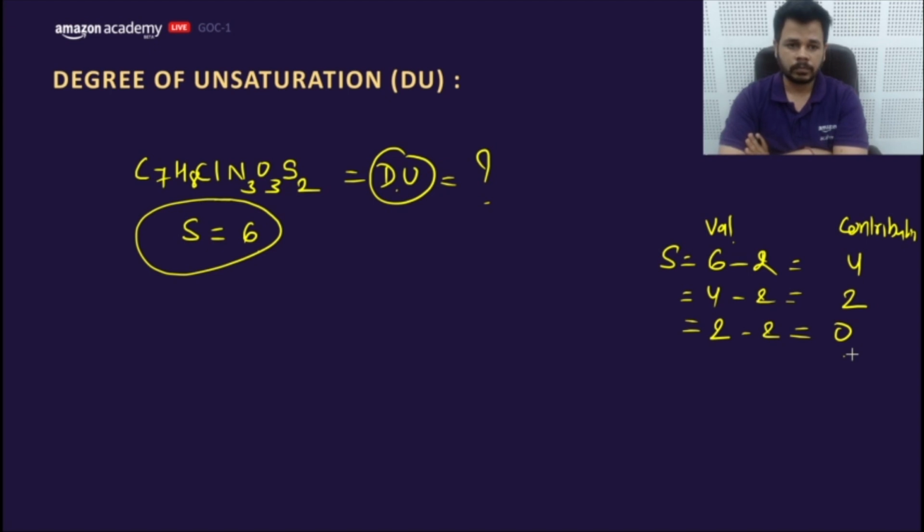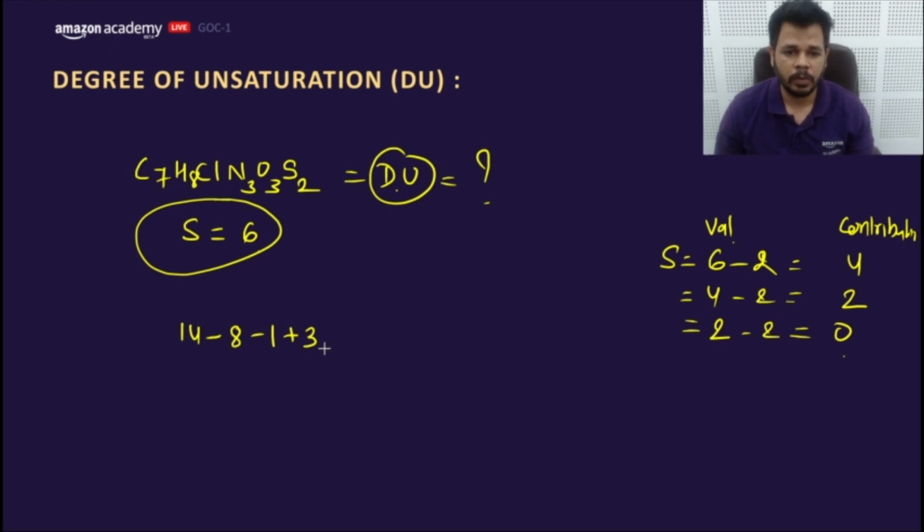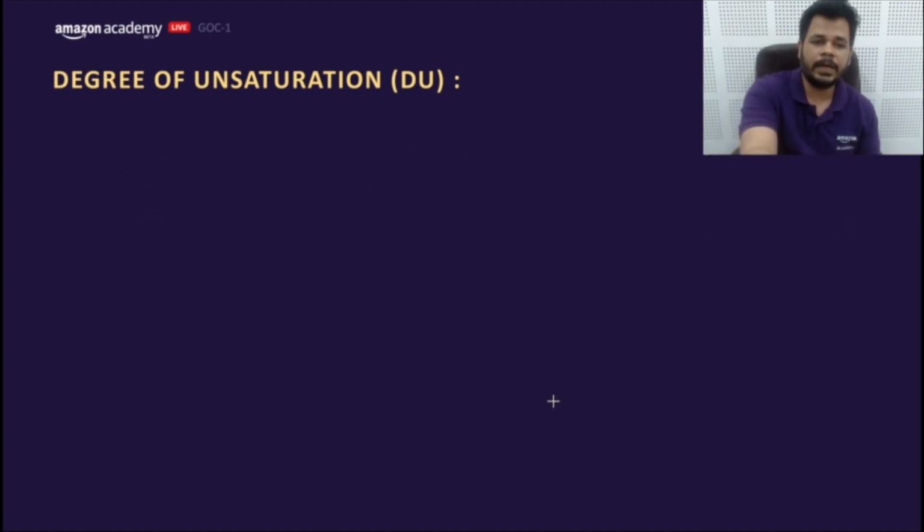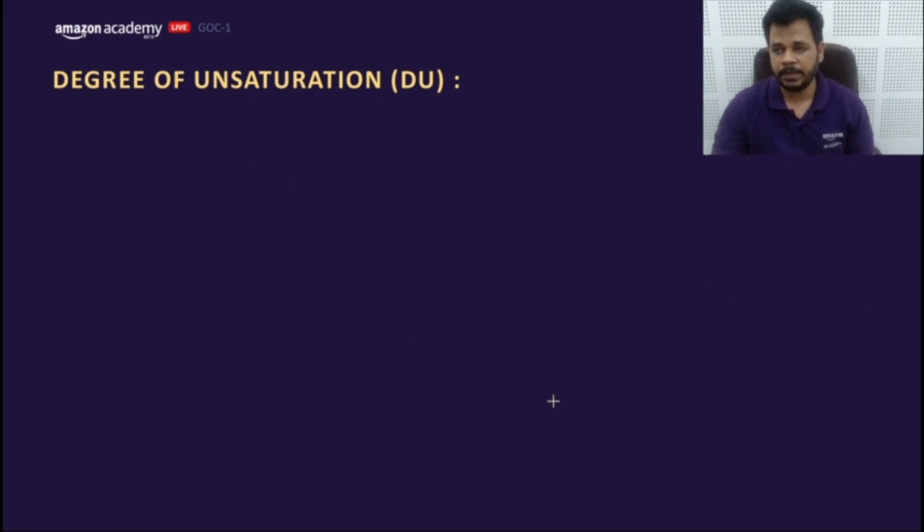Calculate, my dear friends. What would be the DU of this? How to calculate? Contribution of carbon is 2. That means 7 2s are 14, minus 8 for halogen, minus 1 each. Nitrogen contribution is 1 times 3. Oxygen contribution is 2 minus 2, 0. Sulfur valency is given 6, so contribution would be 4. 4 2s are 8. Divided by 2 plus 1. Answer would be what? 9. So this is the best way to calculate degree of unsaturation, which is a very important concept.